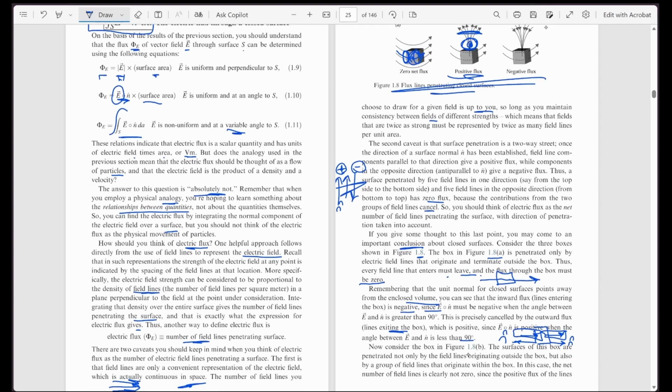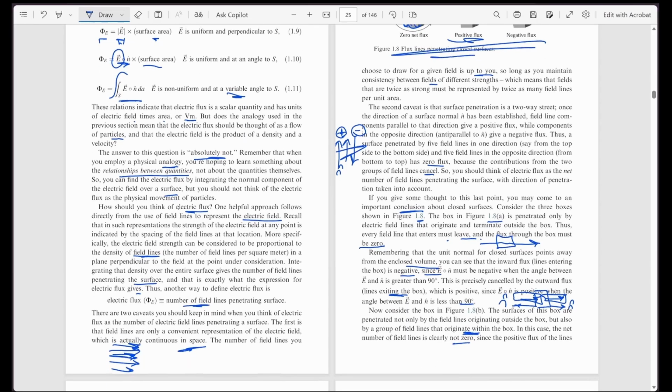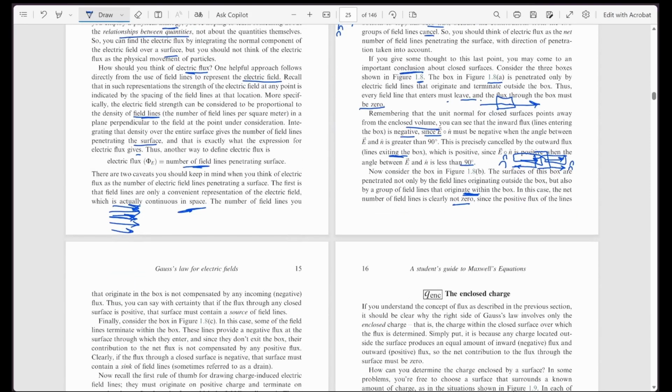The surface of this box is penetrated not only by the field lines originating outside the box, but also by a group of field lines that originate within the box. So that means there is some sort of source inside the box. In this case, the net number of field lines is clearly not zero, since the positive flux of the lines that originate inside the box is not compensated by any incoming negative flux. Thus, you can say with certainty that if the flux through any closed surface is positive, the surface must contain a source of field lines.